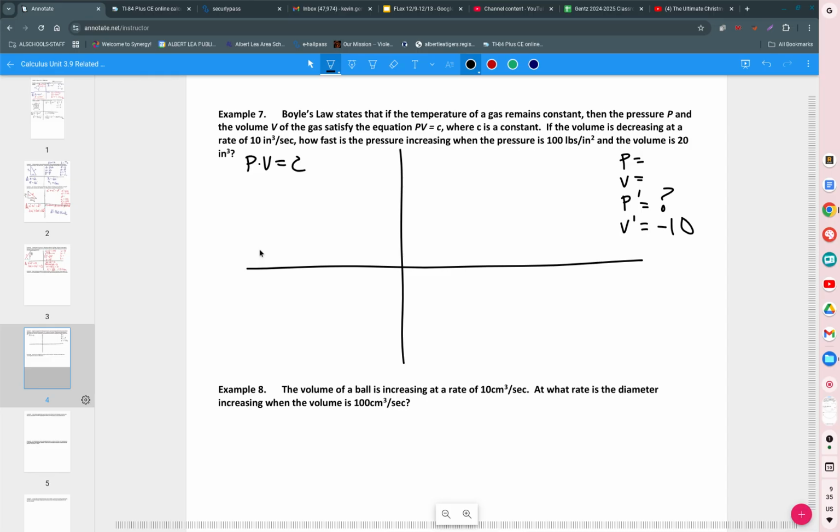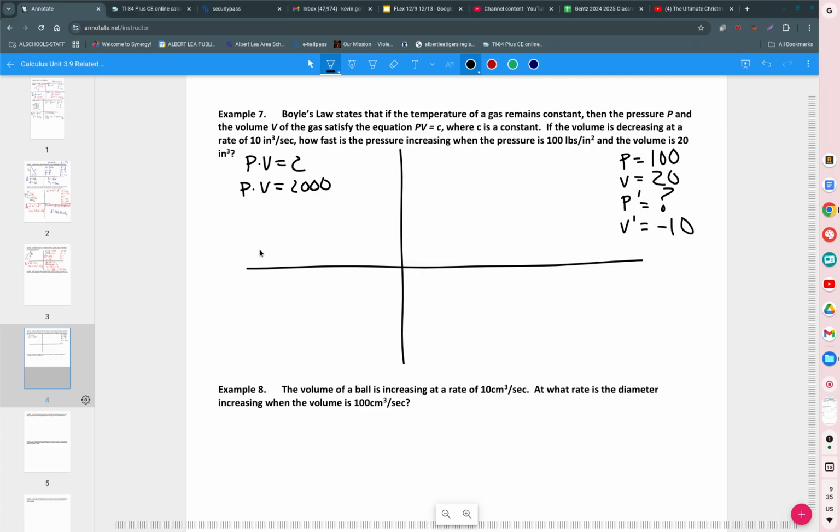When the pressure is 100, so that's 100, and the volume is 20. Everybody see that? So what we have is P times V is equal to, not C, but what? What do they multiply to? 2,000. 100 times 20 is 2,000.